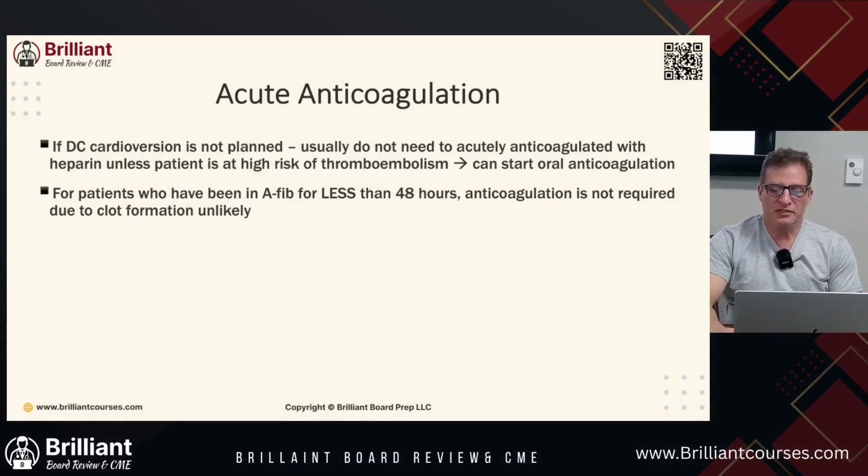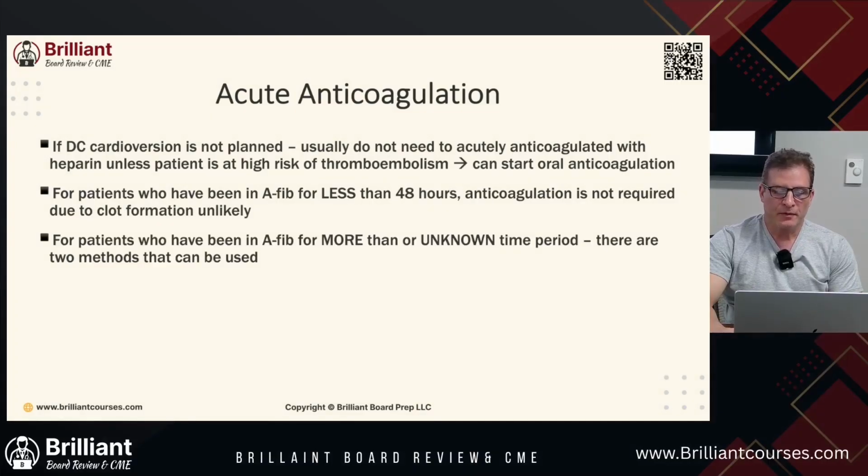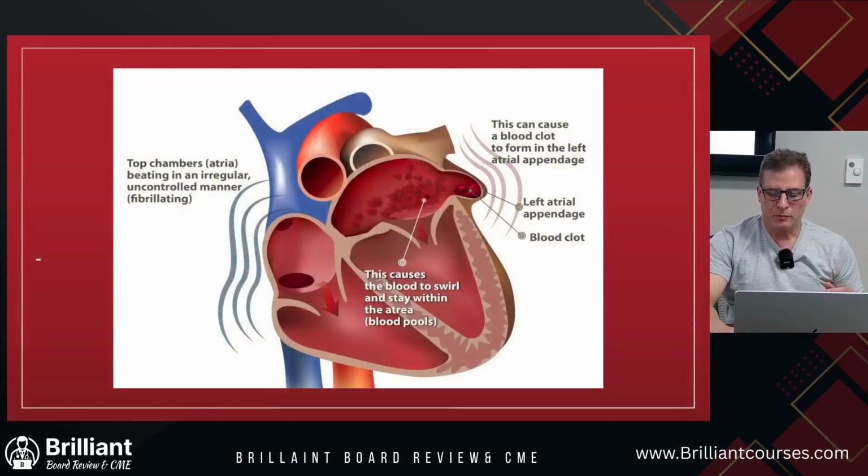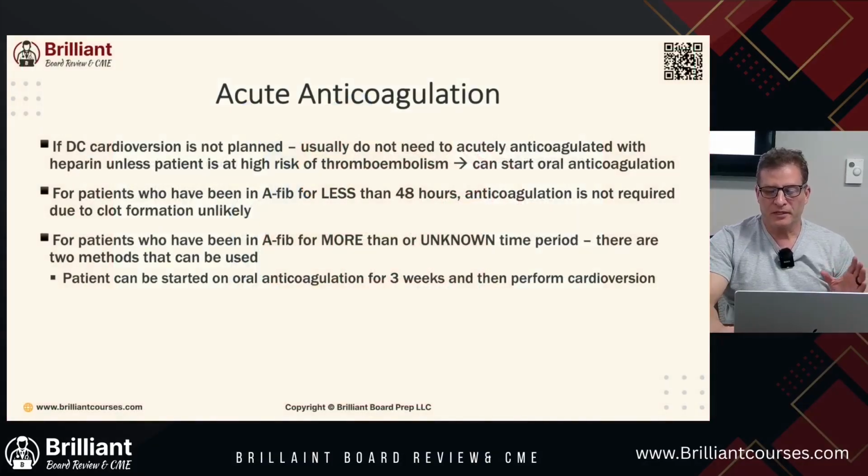For patients who have been in atrial fibrillation for less than 48 hours, anticoagulation is usually not required because clot formation is less likely. For patients who have been in atrial fibrillation for more than 48 hours or an unknown period of time, there are 2 methods that can be used. The patient can start an oral anticoagulant that we talked about for 3 weeks and then perform cardioversion. Or they can just get a TEE as we discussed. If there's no thrombus, you can do a DC cardioversion and continue a DOAC. If there is a thrombus, they must undergo anticoagulation for 3 weeks prior to cardioversion and then continue.